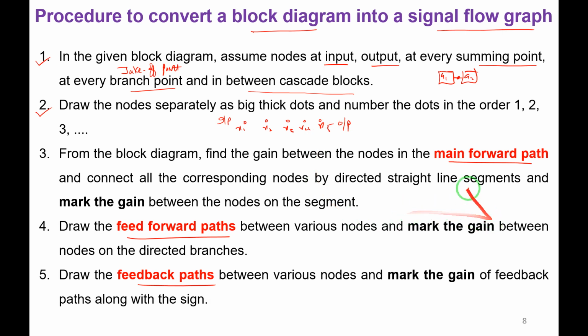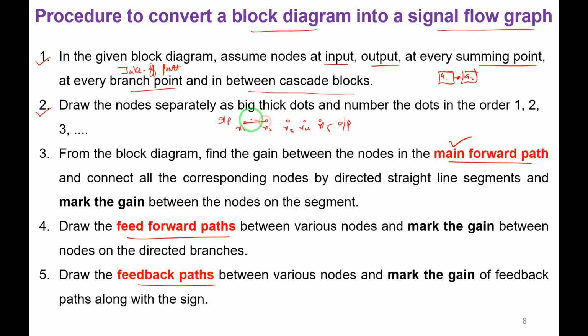I will tell you what the main forward path is, as you know from the block diagram. The same thing comes here also: the main forward path is the path which connects the input node to the output node by traversing several branches. We call it the main forward path. And mark the gain in between the several branches. That is one thing. First, we should concentrate on the main forward path.